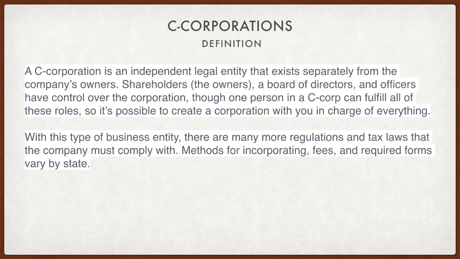A C corporation is a legal, independent entity that exists separately from the company's owners. Shareholders, the owners, a board of directors, and officers have control of the corporation. Though one person in a C corporation can fulfill all of these roles, so it is possible to create a C corporation with you in charge of everything. With this type of business entity, there are many more regulations and tax laws that the company must comply with. Methods for incorporating, fees, and required forms may vary by state, so make sure you check with your state.